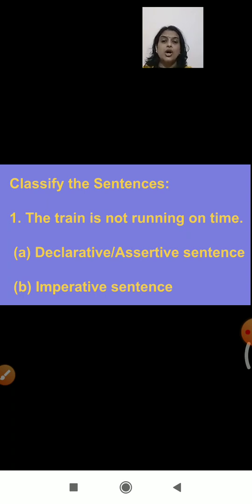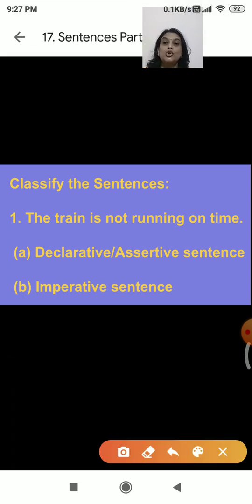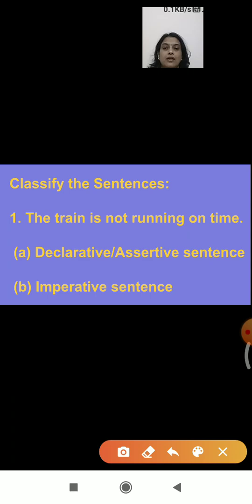Okay. So the first one, the train is not running on time. Can you see there? Now your two options are given. A is declarative or assertive sentence and B is imperative sentence. Now what do you think? Which one is the correct answer? You have to tick here. The train is not running on time. So no such word is there, right? It is giving us some information, isn't it? So information, so can it come in declarative or will it be imperative?